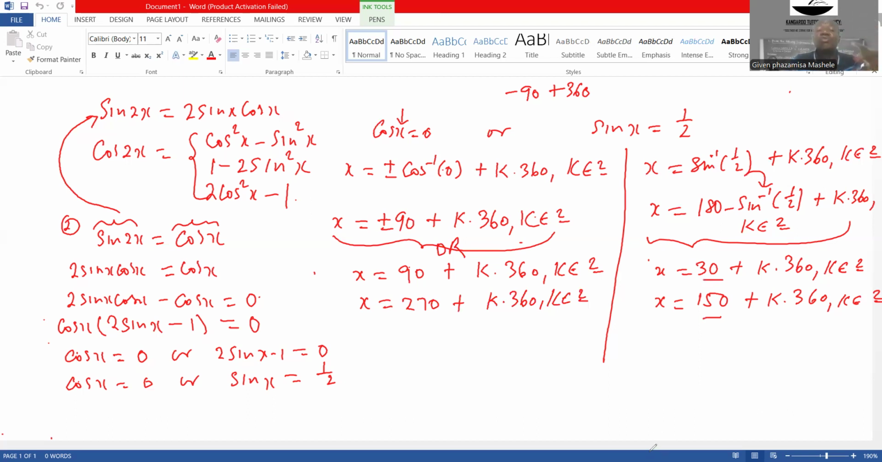Especially in grade 12, guys, you need to make sure that you play around with the double angles and the compound angles. I believe you are following. Right, let me come up with another example.